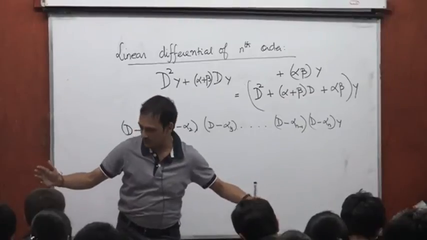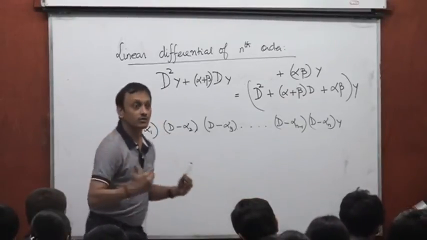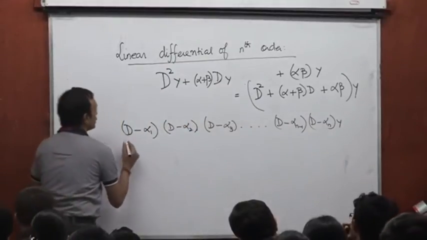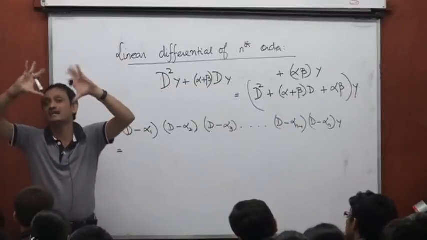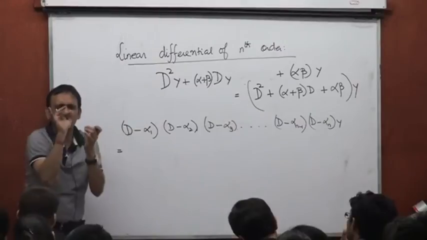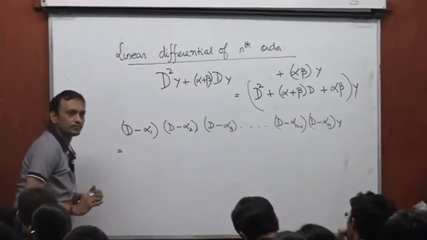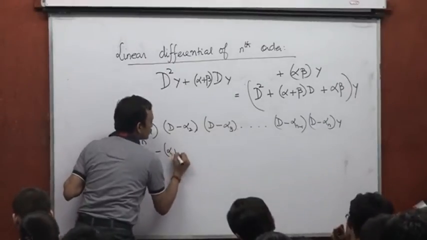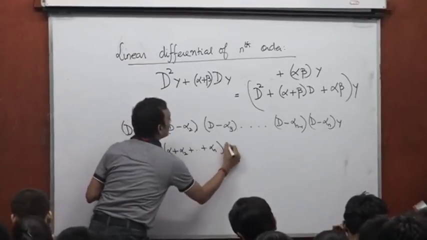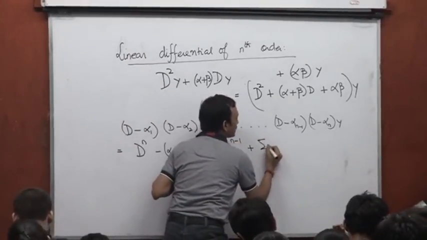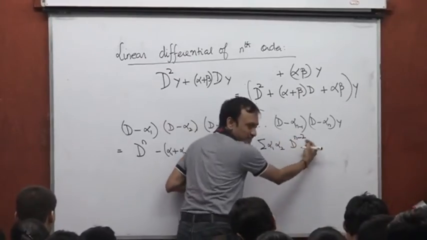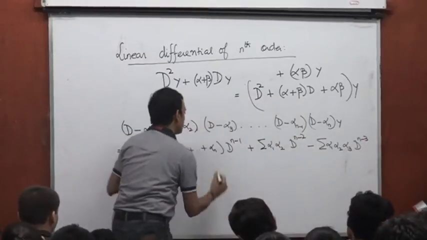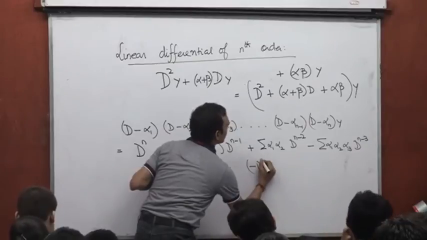Now that we have established the multiplication legal, just like algebraic expressions, we could reduce this product of operators to one single operator. Mentally imagining D to be like an x or a variable t, if you imagine D to be a variable t and carry out this product of operators, this would turn out to be D to the power n minus the sum of the roots, alpha 1 plus alpha 2 plus alpha n, D to the n minus 1, plus the sum of the products taken 2 at a time, alpha 1 alpha 2, D to the n minus 2, and then minus the sum of the products taken 3 at a time, D to the n minus 3, and plus so on and so forth up to minus 1 to the power n alpha n.